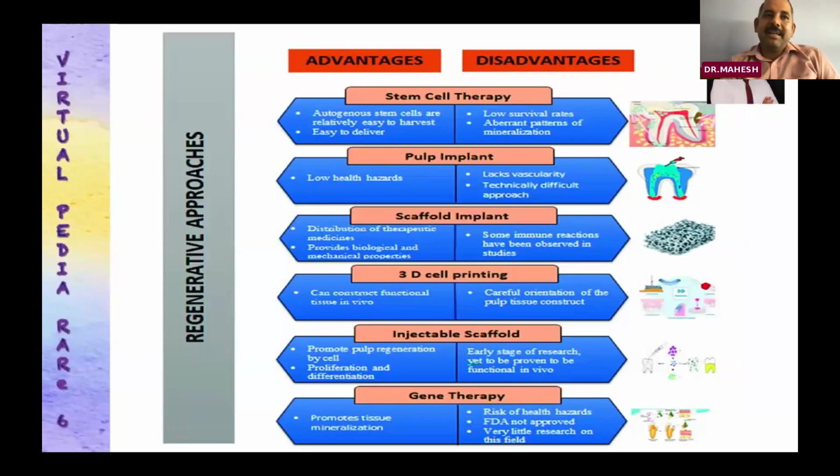So these are the basic advantages and disadvantages of all the procedures: stem cells, pulp, scaffold, 3D printing, injectable scaffolds, and gene therapies.